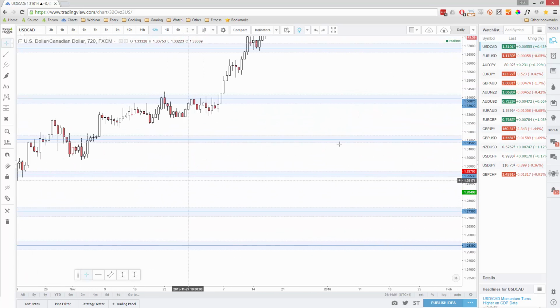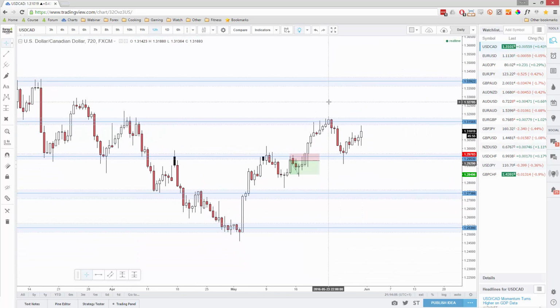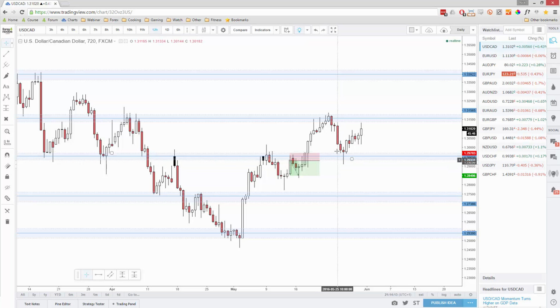So my point is, I place these support resistance areas on my chart, and I just leave them there. I adjust them sometimes, but it's not very often. Maybe once per week, or once every 2 weeks. It just depends how often they need to be adjusted.